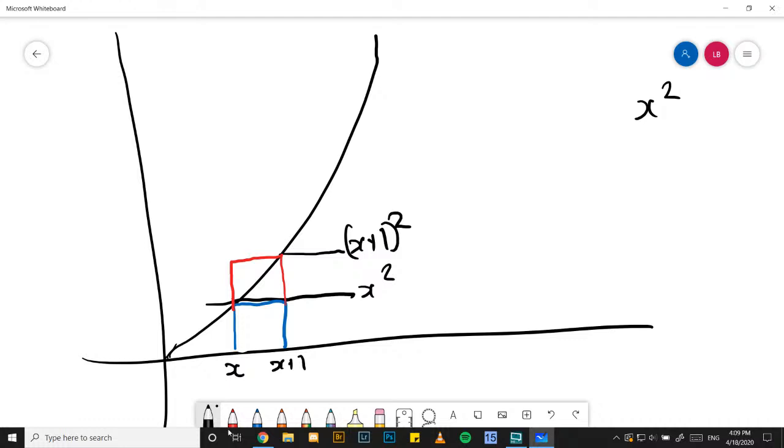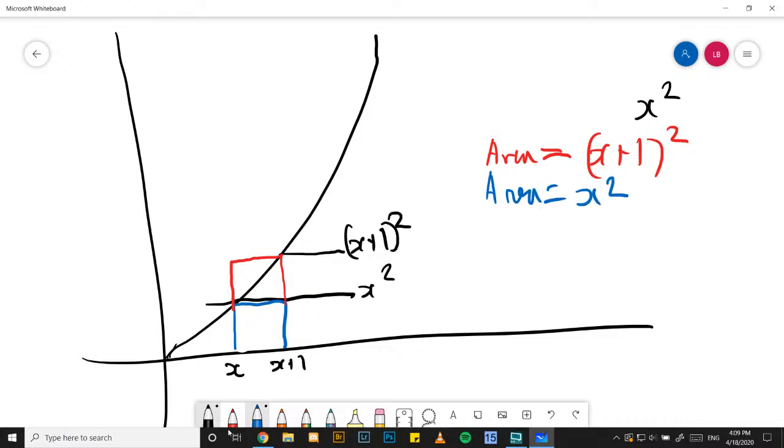So if you look at what each of these rectangles mean, that means that the red rectangle area is equal to x plus 1 squared, that's the height, and the width is 1. So the area of the red rectangle is x plus 1 squared, and the area of the blue rectangle, actually let's flip colors for that, the area for the blue rectangle is equal to x squared.